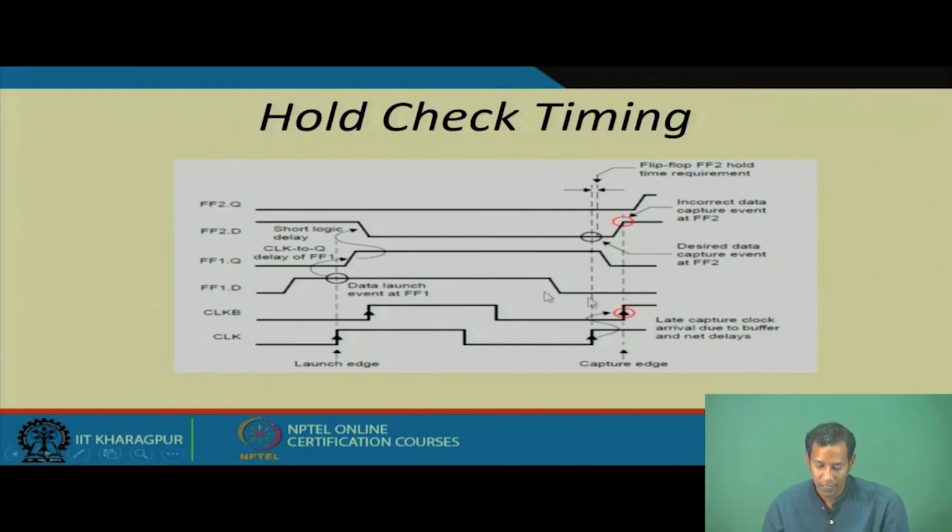Okay. So how can you fix this violation? Either you can put some extra buffers to delay the clock edge, or if you have put in more buffers, you remove some of the buffers, so that the clock edge occurs some time before. Okay. So that depends on your situation or your requirement whenever you are working with this.